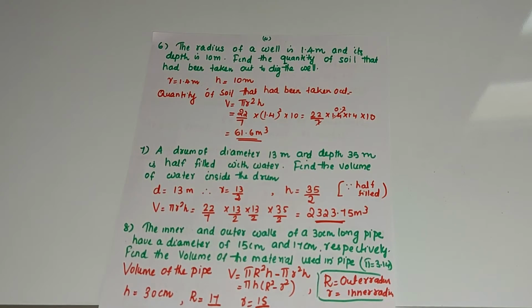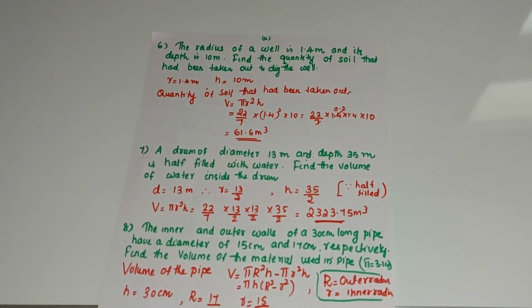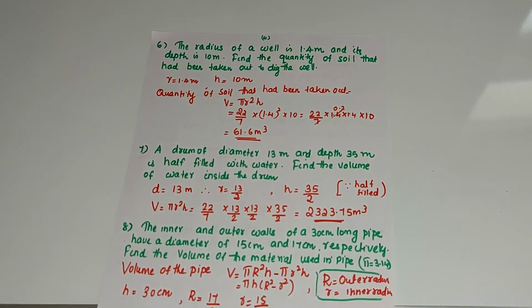So V equals pi r square h, 22 by 7 into 13 by 2 into 13 by 2 into 35 by 2, which is equal to 2323.75 meter cube. This is the quantity of water inside the drum.